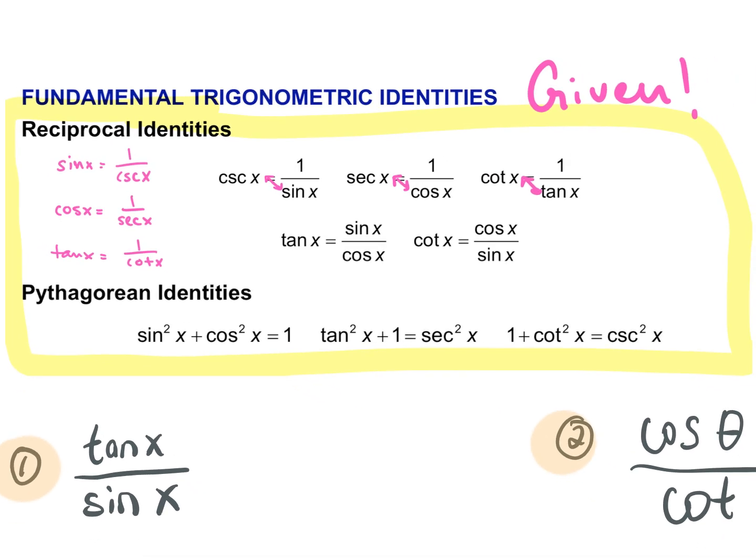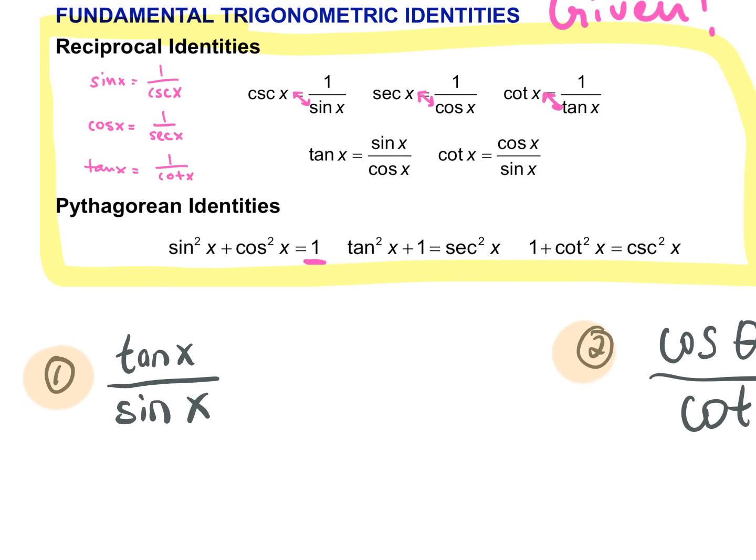And then our Pythagorean identities, anytime we see something squared, especially if it's attached to a 1, we want to look at our Pythagorean identities. So if you see something squared, if you're adding or subtracting a 1 to it, you always want to look for your Pythagorean identities.